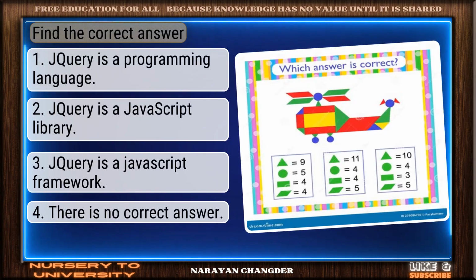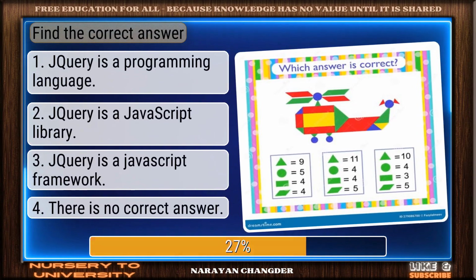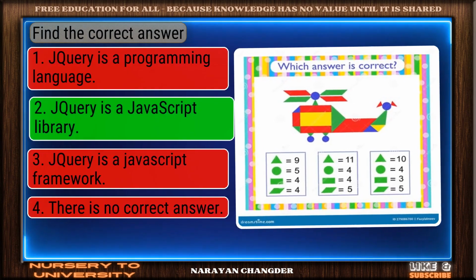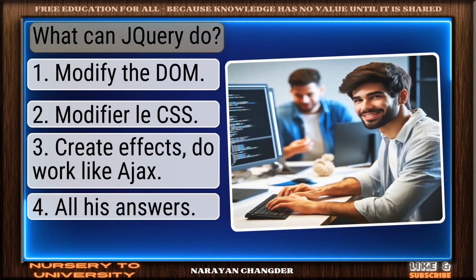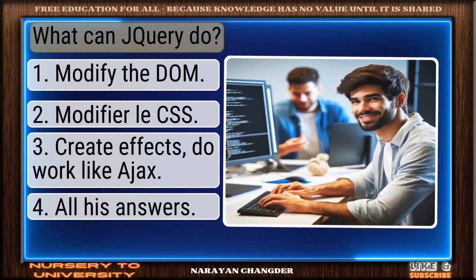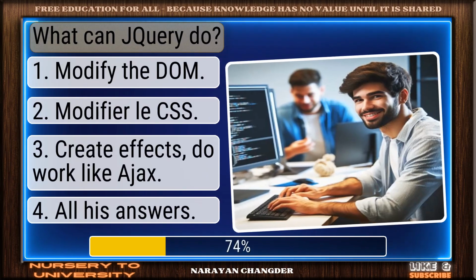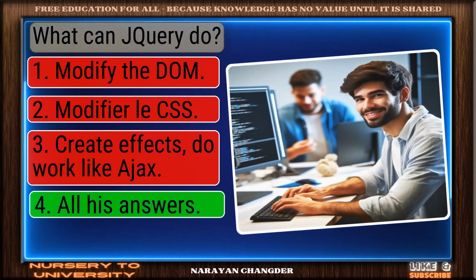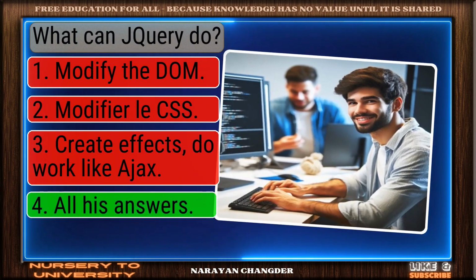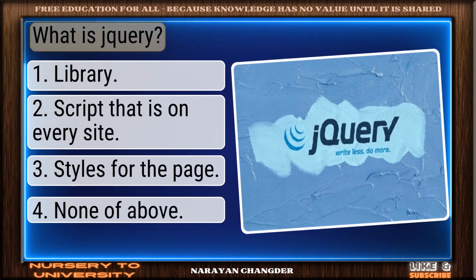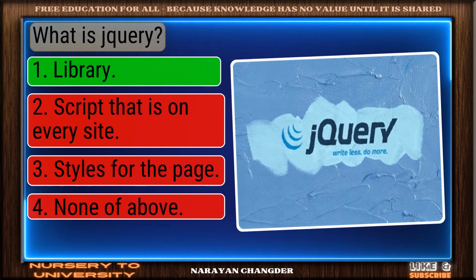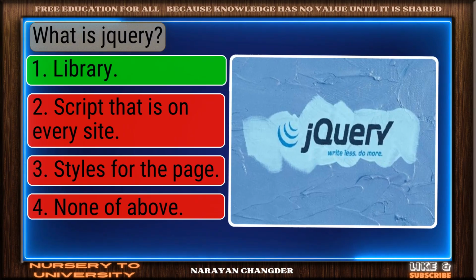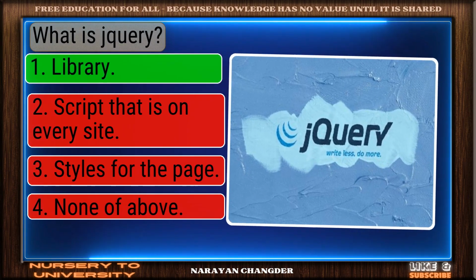Question number 76. Find the correct answer. Valid point. jQuery is a JavaScript library is true. Question number 77. What can jQuery do? Smart pick. All of the answers is the correct choice. Question number 78. What is jQuery? Nice work. You chose library and it is correct.